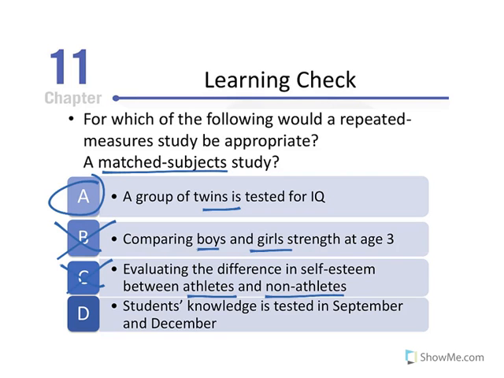And then finally, students' knowledge is tested in September and in December. So this implies that it's the same individual and they're tested twice. So they're going to have two X values, but again, it's the same participant. So this would also be a good use of the repeated measures t-test process because we're working with the same individuals and each individual is going to produce two X values.